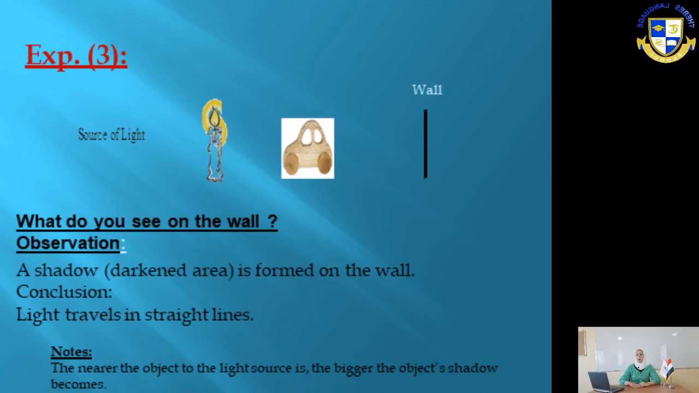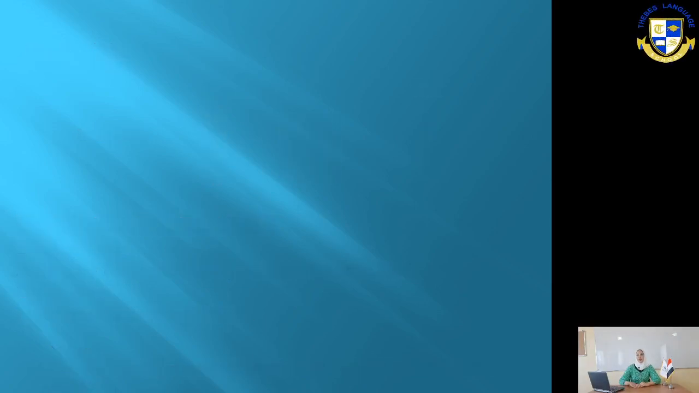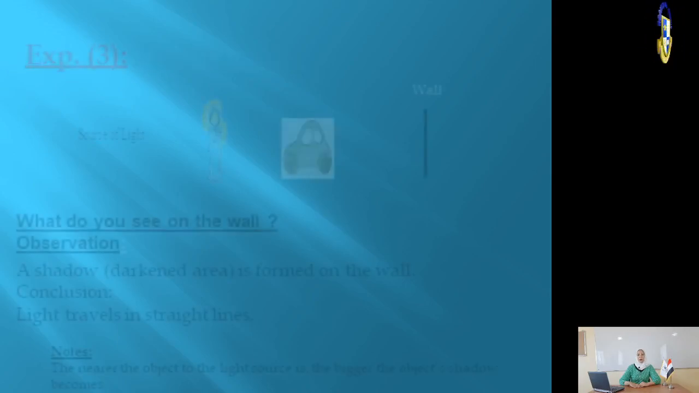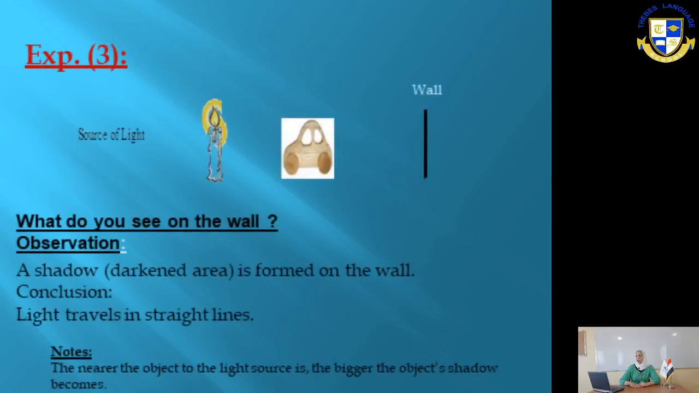There are 2 conclusions due to light traveling in a straight line. Number 1, formation of inverted and minimized images through narrow holes. Number 2, formation of shadow.